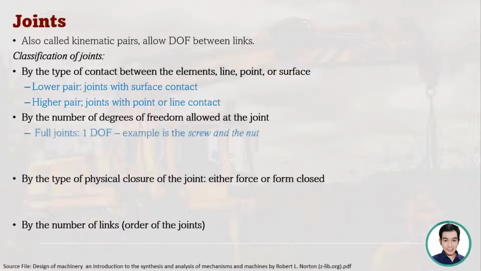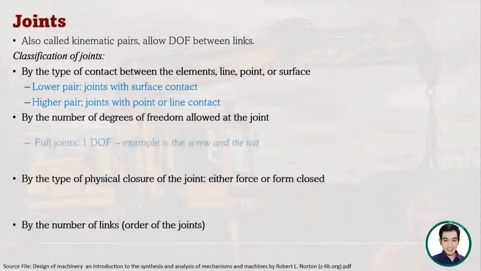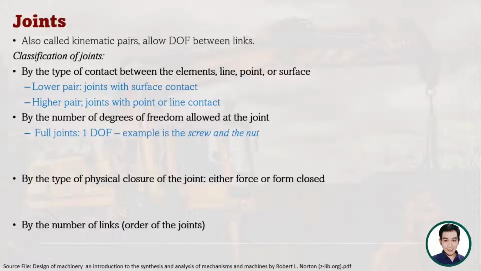Then we have by the number of degrees of freedom allowed at the joint, meaning the mobility that is allowed at the joint. Joints that have 1 degree of freedom are considered as full joints. An example is the screw and the nut. For the screw and the nut, you can see later on that there is only one mobility, which is that it will advance by rotating it. So it's considered as a full joint.